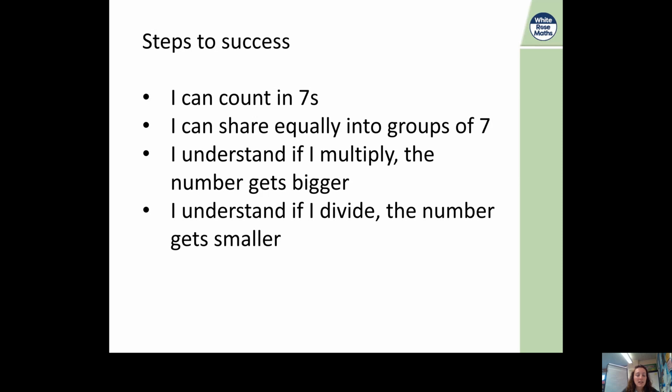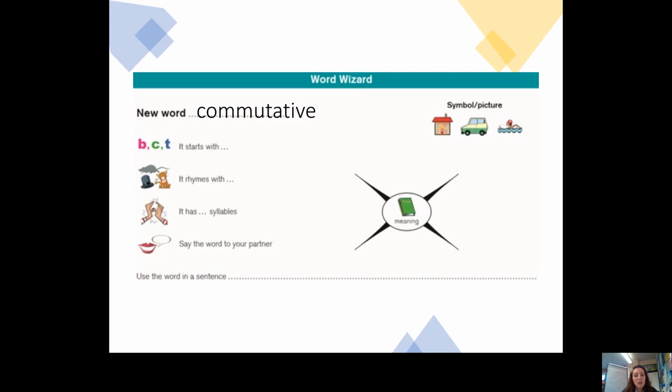So your steps to success for this lesson are that you can count in your 7s, you can share equally into groups of 7, you can understand that if you multiply, the number gets bigger, and you understand that when you divide, the number gets smaller. So the word we want you to think about today is commutative, which I know we've talked about already the last couple of days and last term.